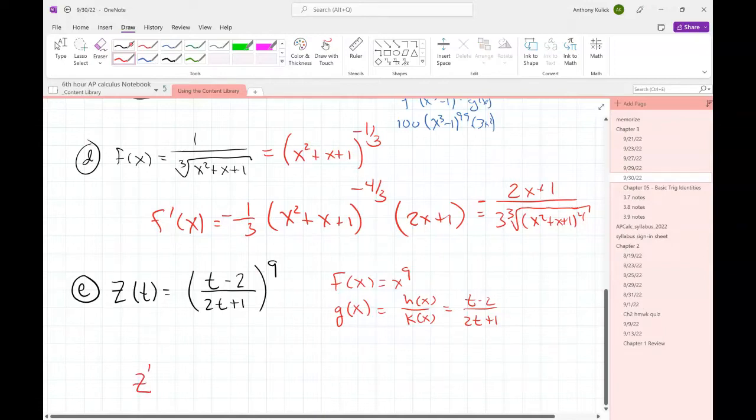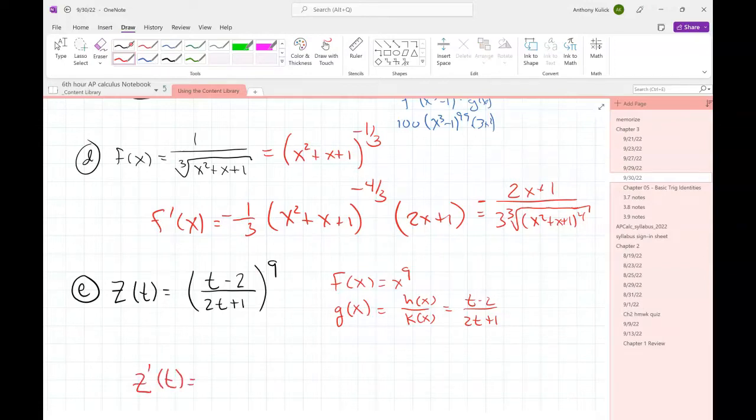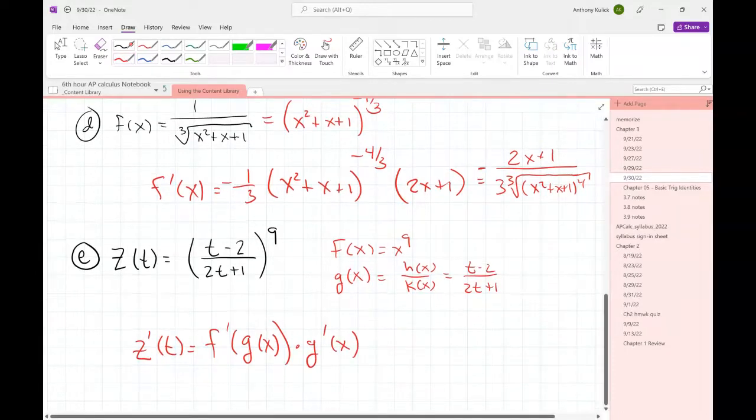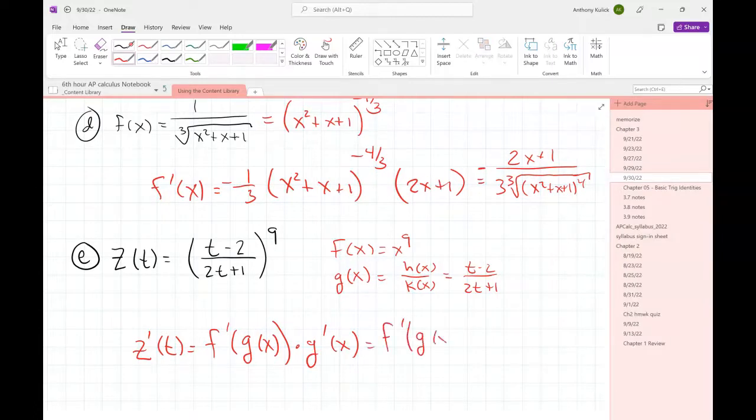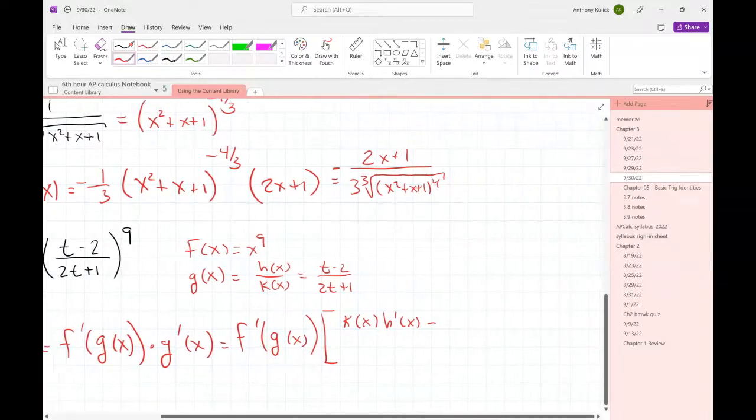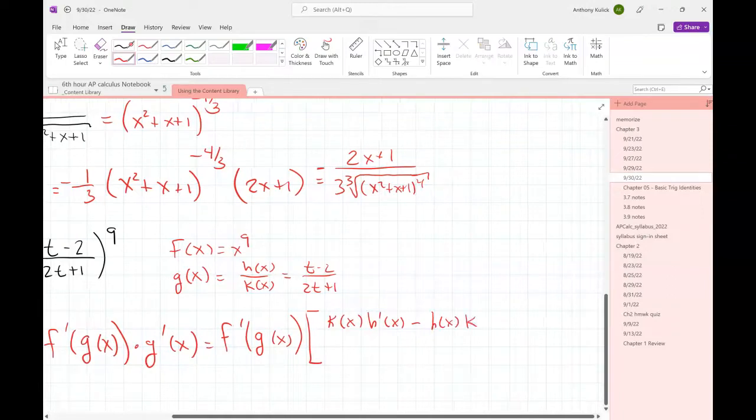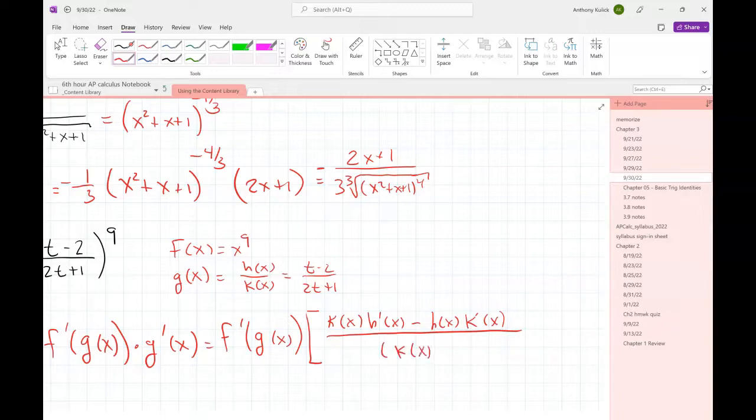All right. So if we do this, we're going to have f prime of g of x times g prime of x. And g prime of x is going to be the denominator times the derivative of the numerator minus the numerator times the derivative of the denominator all over denominator squared.